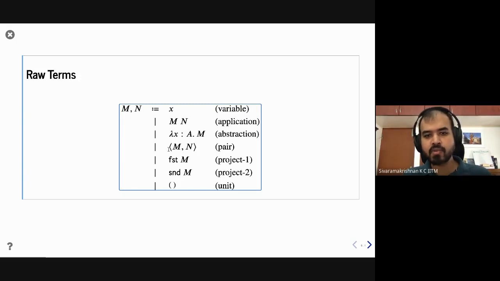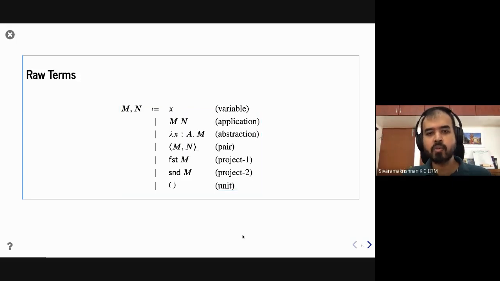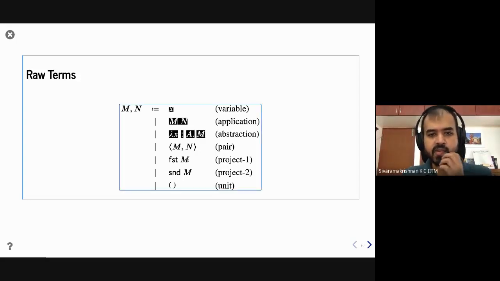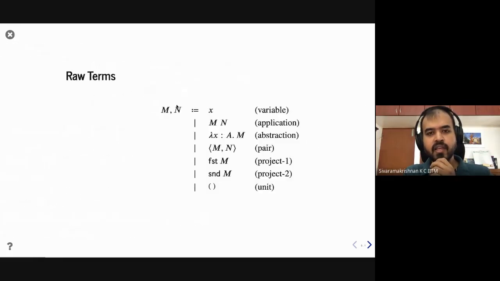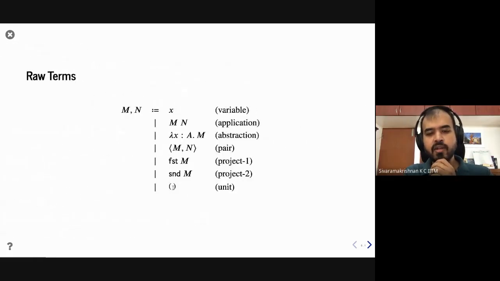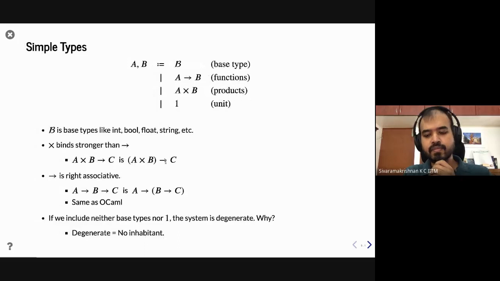So this is the syntax for pair. In OCaml, you would just use open bracket m comma n close bracket. It's nicer to use a different syntax just so that it is clear. So this is pair, and we have first and second, to project out the first of a pair and the second of a pair. And finally, we have the unit value. The unit value is there because we have a unit type, and the unit value is the only inhabitant of this unit type.